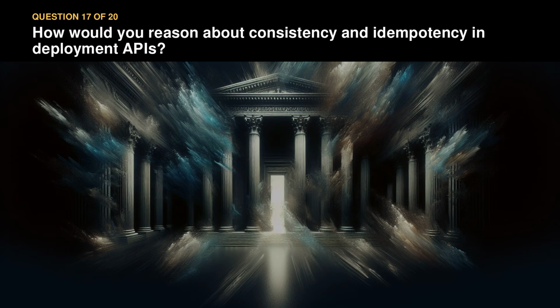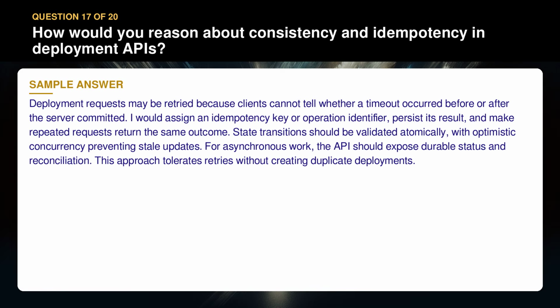Question 17. How would you reason about consistency and idempotency in deployment APIs? Deployment requests may be retried because clients cannot tell whether a timeout occurred before or after the server committed. I would assign an idempotency key or operation identifier, persist its result, and make repeated requests return the same outcome. State transitions should be validated atomically, with optimistic concurrency preventing stale updates.